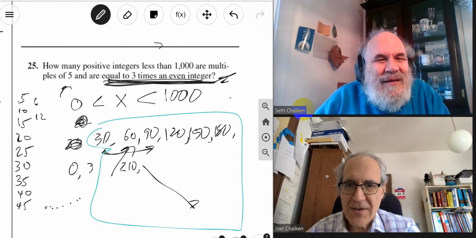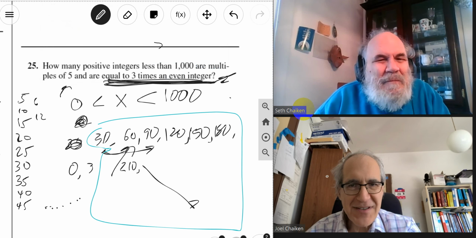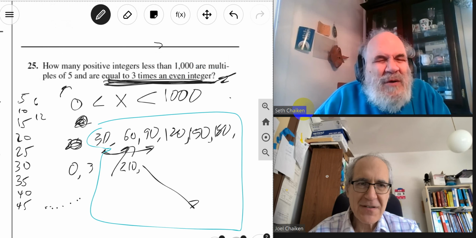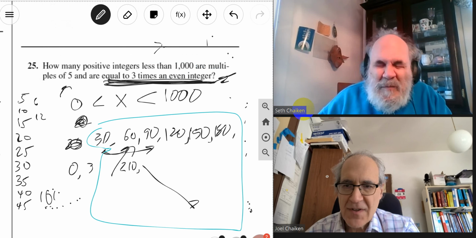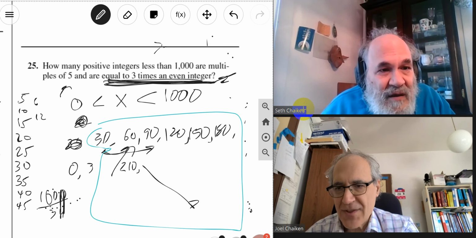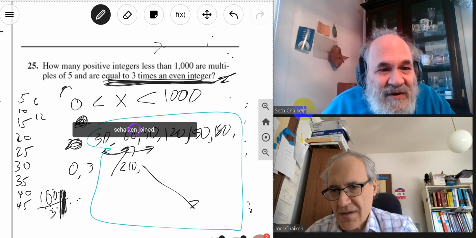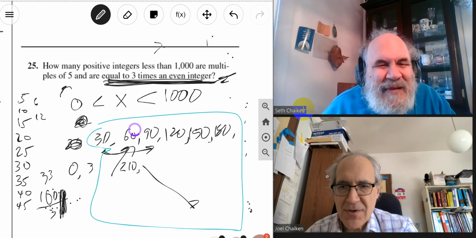There are 33 numbers between 30 and what's the highest number? 1,000? No, 1,000 is not divisible by both 5 and 6. 1,000 divided by 30 is 100 divided by 3, which is 33 and a third. So 990 is the highest number. Right?